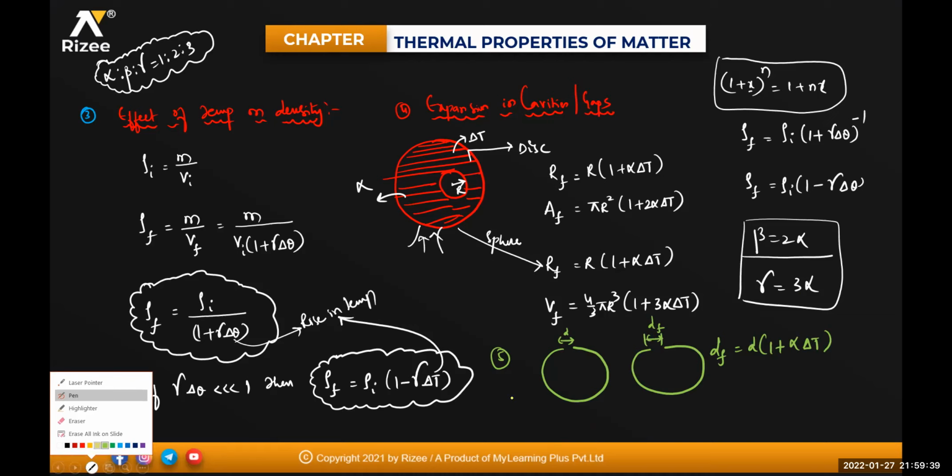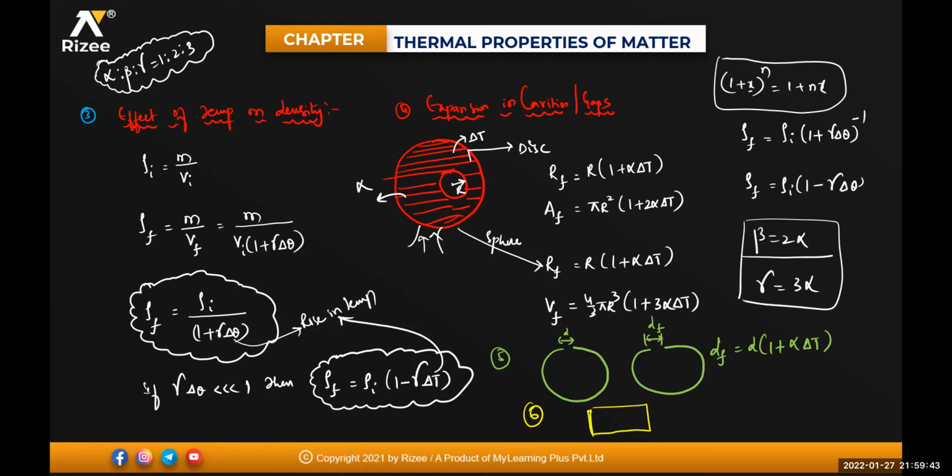So don't get confused with that one. So tell me the answer for this one. If I'm taking a plate like this, there is some plate and there are 2 points in this one, point A and point B. And the distance between them is, say for example, some L. When you heat it, what happened to the final length, beta? Again, the distance between them will increase. So L final is equal to your L into 1 plus alpha into delta T. Can I write like this? Yes, sir. Isn't it?